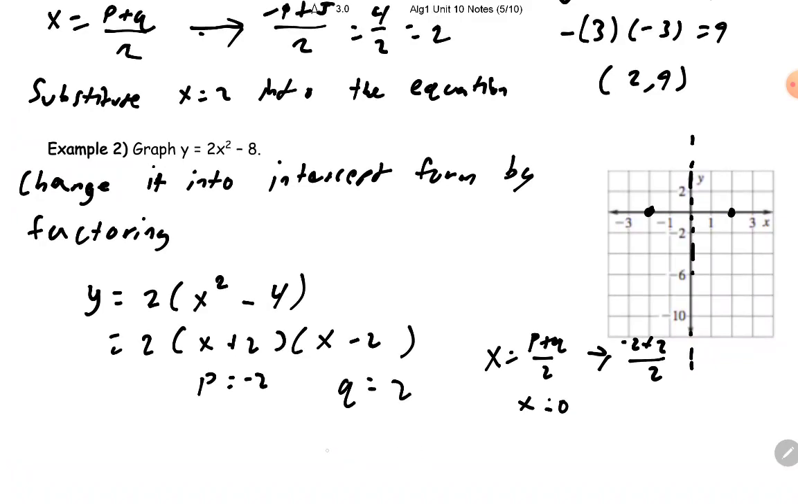Now we're going to substitute that into the equation, and I'm going to use the original equation. So 2 times 0 squared minus 8, which is 0 minus 8, which is negative 8. So my vertex is at (0, negative 8). Make a dot, make my U.